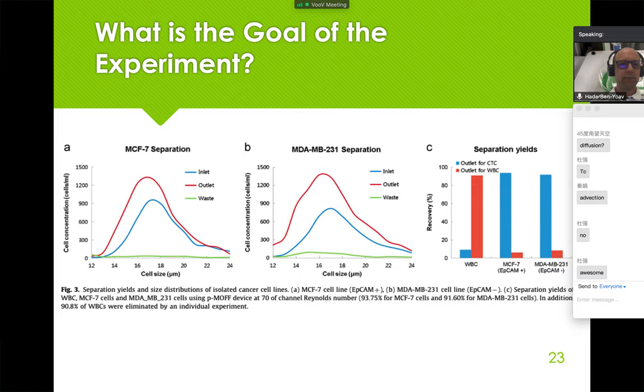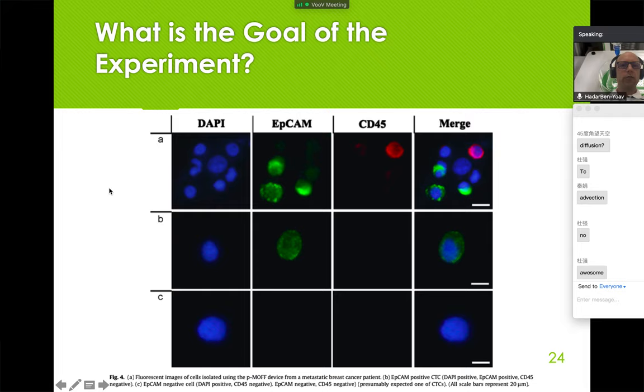Okay, so now they want to say, okay, we get the cells, let's see what we got in the outlet of the CTCs. And now they use fluorescent microscopy and different types of labeling. DAPI dyes all the cells, CTCs and white blood cells. EpCAM dyes the cancer cells, in green, while CD45 is a dye that labels white blood cells.